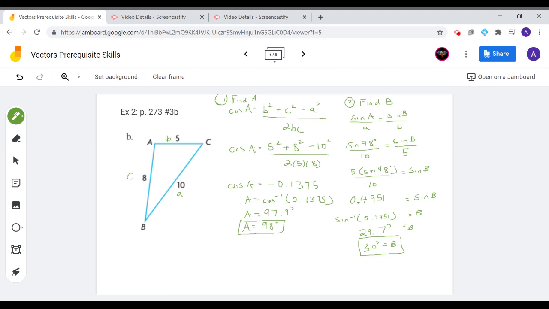Okay, and then my last job is to find the missing angle C, and because I know all the angles in a triangle add up to 180, I can say that angle C is equal to 180 minus 98 degrees minus 30 degrees. And if I do 180, take away 98, and take away 30, I get 52 degrees.